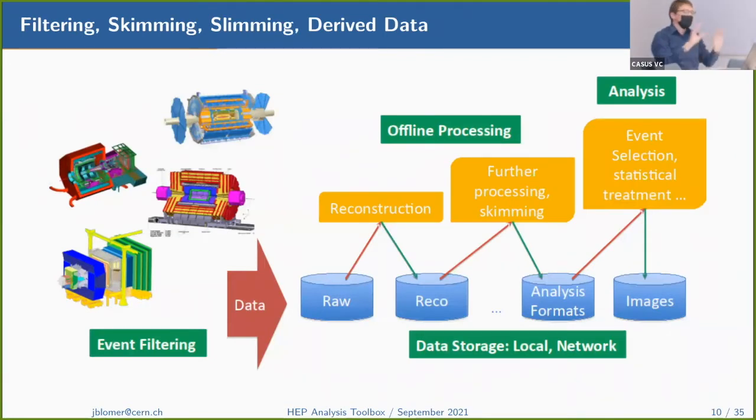Right, so this is, by the way, I will come to more advanced schemes. This is the classical data flow that you have directly at the detectors. You have electronics and filter farms that throw away events, and then you would store the raw data, reconstruct them, transform them to analysis formats, and those analyses typically make it into histograms.